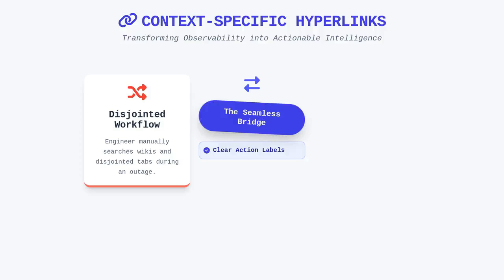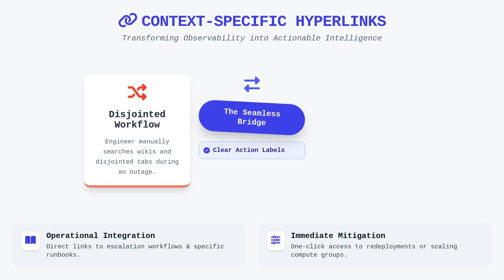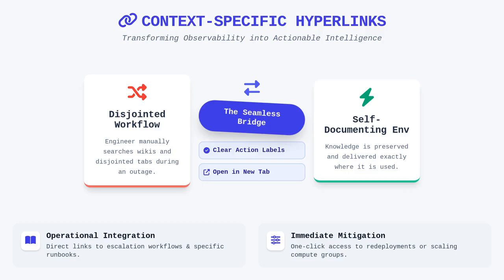These links should be kept concise and labeled clearly to reflect the action they support, such as triggering a redeploy or scaling a compute group. When formatting your Markdown, ensure that these links open in a new tab to avoid losing the current view, allowing for a side-by-side comparison of the chart and the diagnostic guide. Integrating these resources creates a self-documenting environment that preserves organizational knowledge where it is actually used.